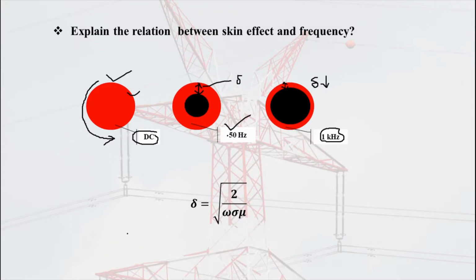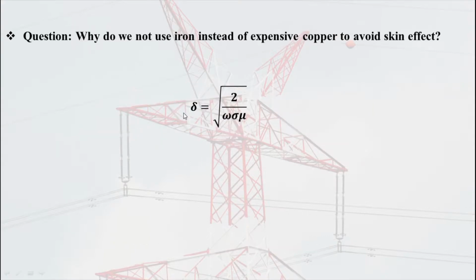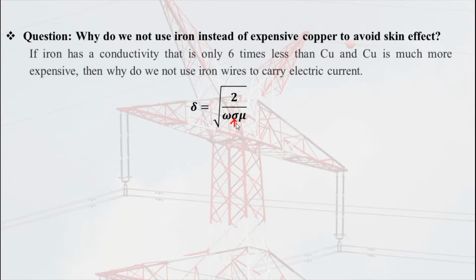Now take the last question. Why do we not use iron instead of copper to avoid the skin effect? First understand this question. We know that more conductivity means more skin effect, and here the conductivity of copper is 6 times more than that of iron. Also, copper is more expensive than iron. Then why do we use copper instead of iron despite more skin effect in copper?